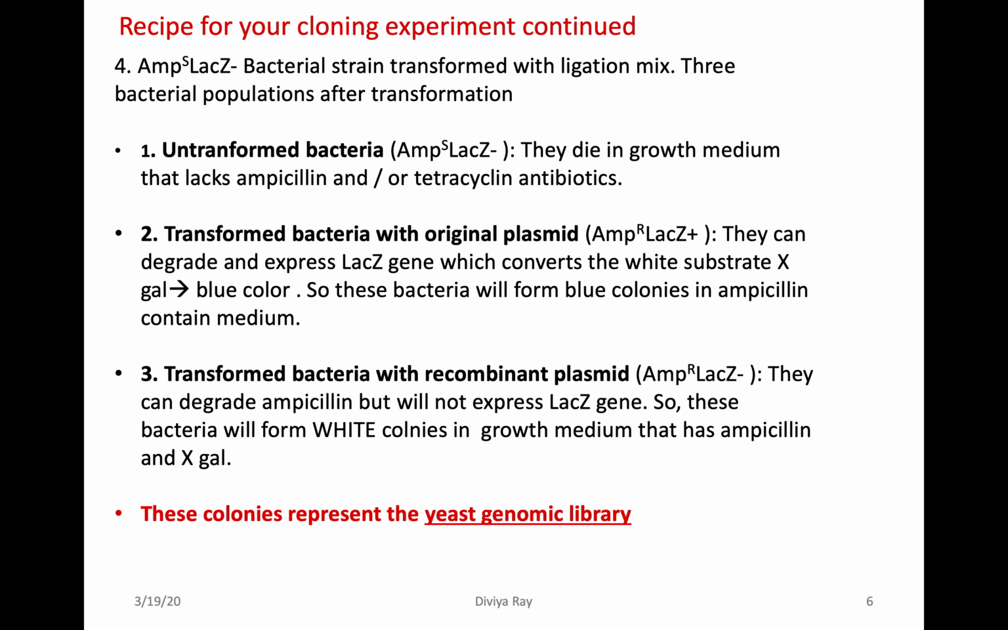So next what you do is you take the bacterial strain. We need to remember that our original plasmid had the AMP resistant gene, and it also had an intact LAG-Z gene. So you should be starting with bacterial strains that are sensitive to ampicillin and those which lack the LAG-Z gene. So you take the AMP sensitive LAG-Z minus bacterial strain and you transform these bacteria with the ligation mix that you have prepared. When you do that, you end up generating 3 different populations of bacterial cells.